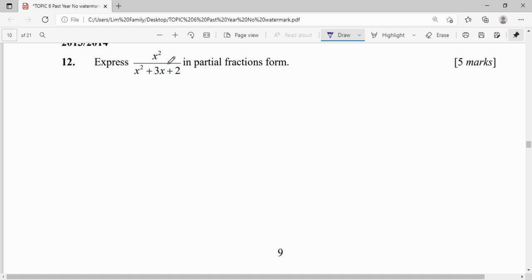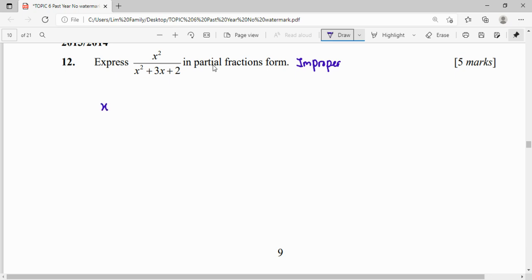So for proper fraction, it must be smaller ranking than the denominator part. So if here is quadratic, here also quadratic, so this fraction is improper. When we have improper, we cannot express it to the partial fraction directly. We have to do our long division and find out where's the proper part. Then only the proper part can be done in partial fractions.